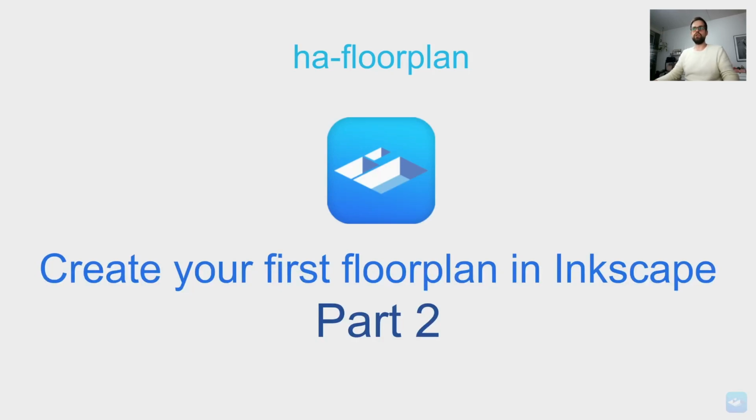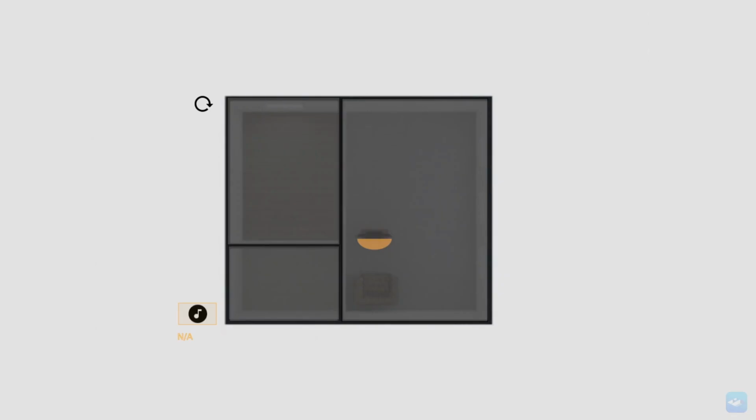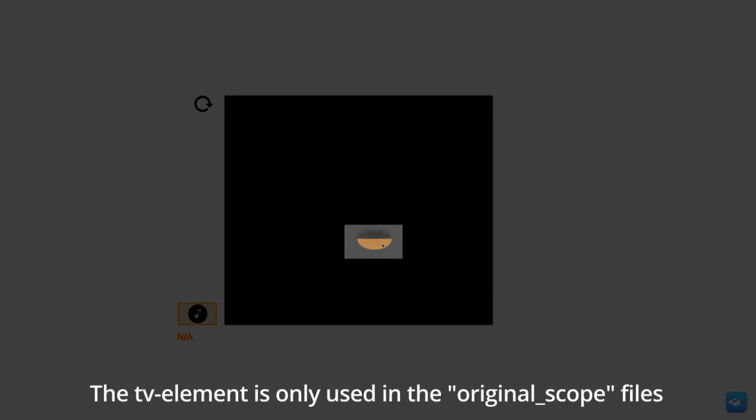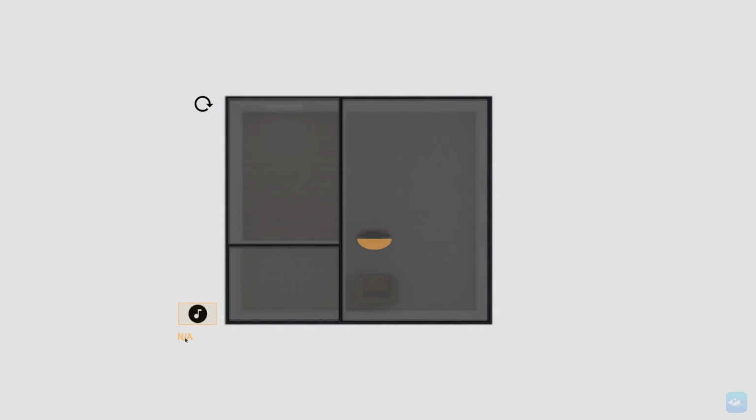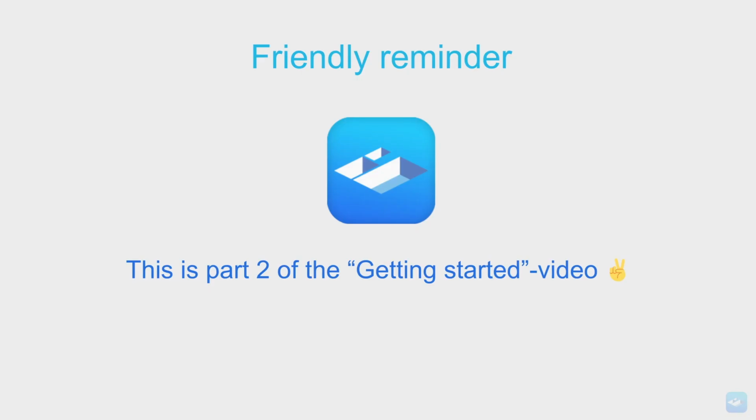Today we will continue the journey in part 2 of my video, Create your first floor plan in Inkscape. We will briefly add a few new elements to our SVG file, and hereafter we will touch some advanced functions in Home Assistant floorplan. The elements we will add in the SVG file are our new reload button, the entity element for our TV, and our music area, where we're able to open up a music player and show the state of a given music player as well. This is part 2 of my getting started video.